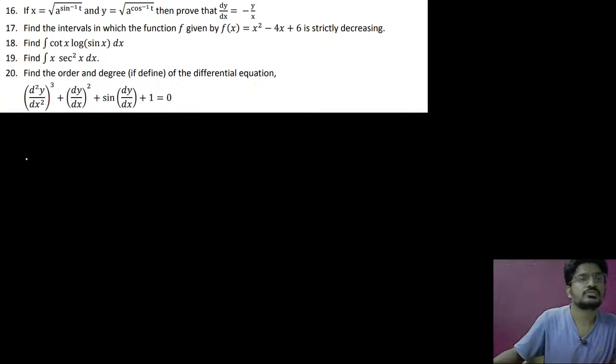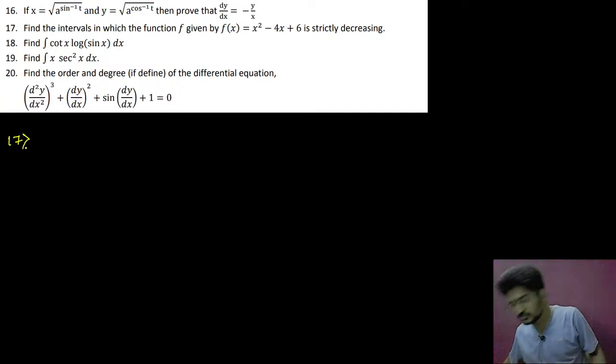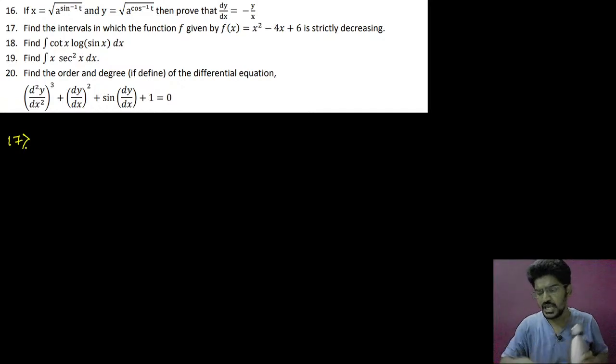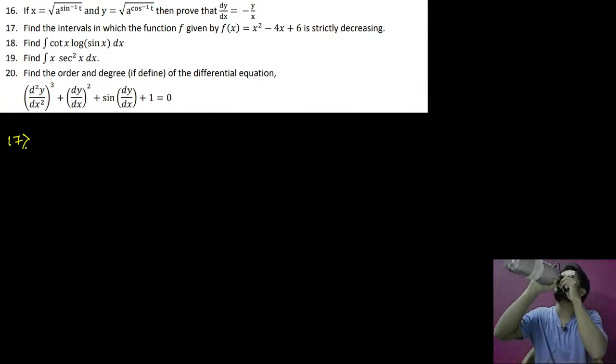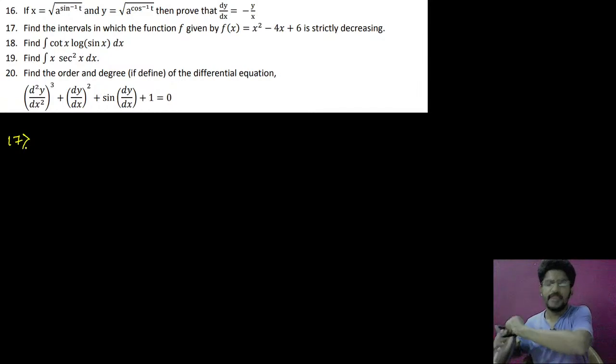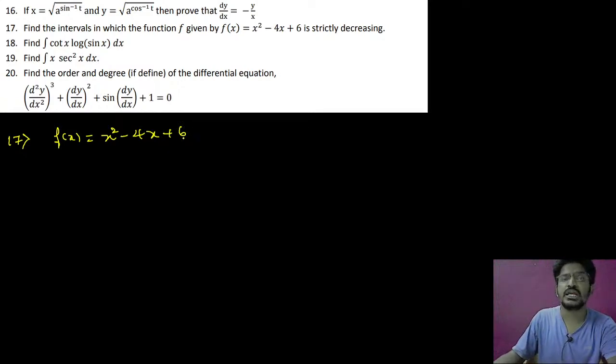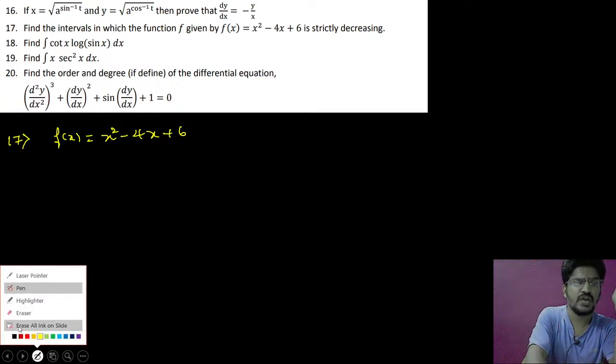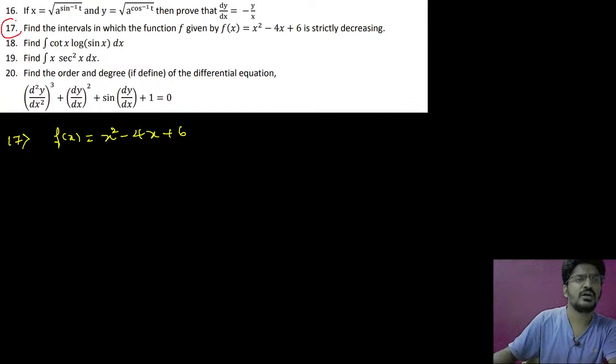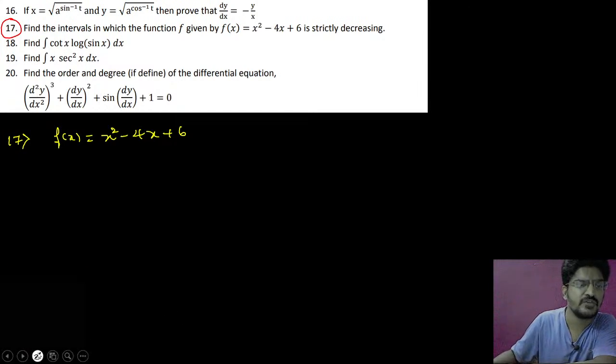now we can go for problem number 17. So you just see problem number 17. Find the intervals in which the function f given by f of x is equal to x square minus 4x plus 6 is strictly increasing. Very good. So I think this question is also repeated in the previous question paper. They have also given one question of this type, but the problem was the same, the function was different.